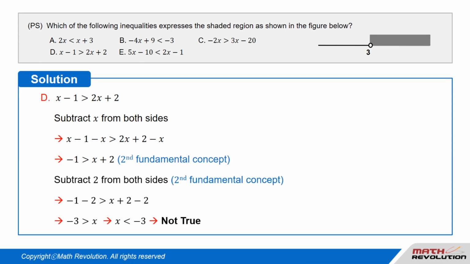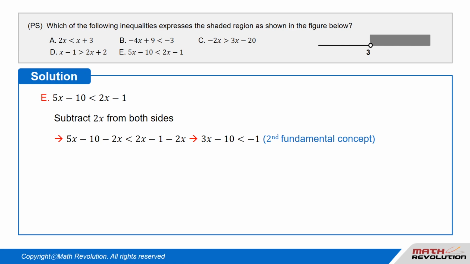Also, if we subtract 2 from both sides, then according to the second fundamental concept, we have negative 1 minus 2 is greater than x plus 2 minus 2, or negative 3 is greater than x, or x is less than negative 3. Thus, this option is not true as we are looking for x is greater than 3.